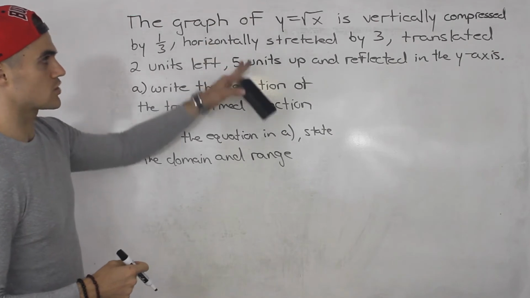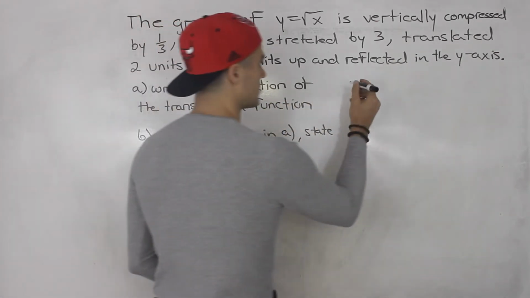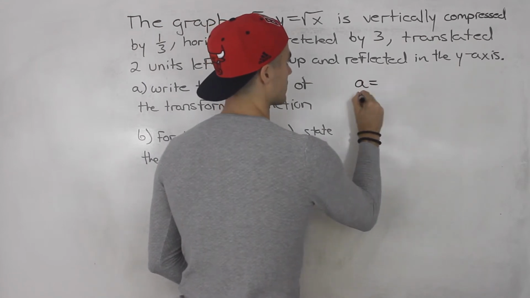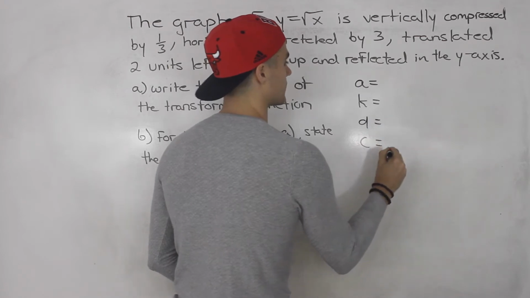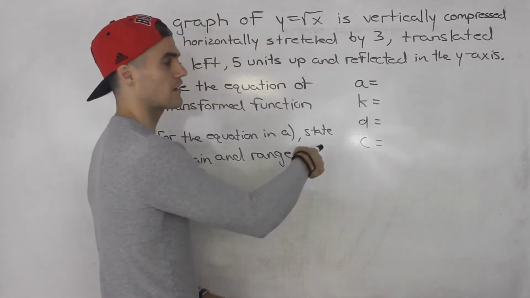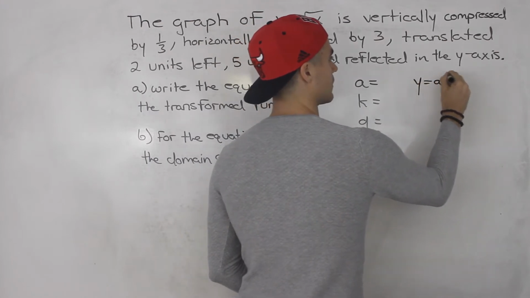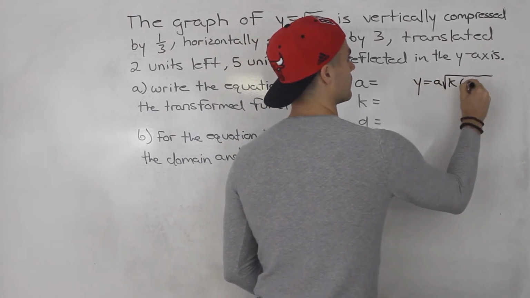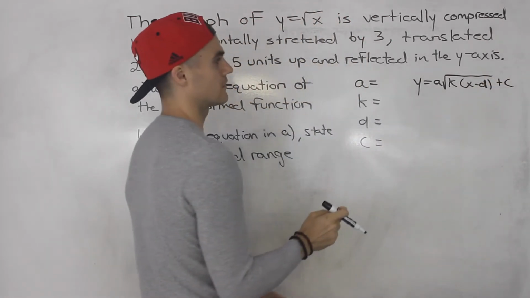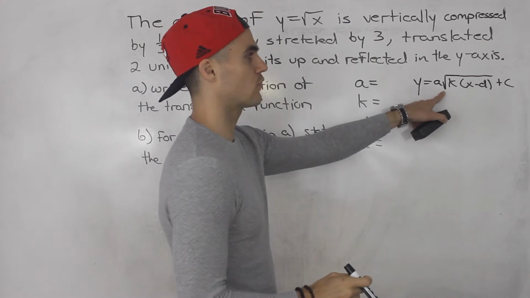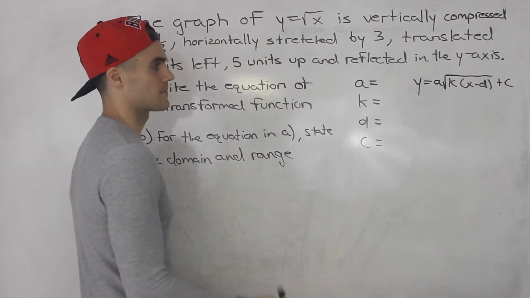So notice we're given all the transformations in words. And from the words, we basically want to figure out what's the A value, what's the K value, what's the D value, what's the C value. What are the transformation values? And once we have those, we can simply plug them into this format. This is the transformation format for the square root of x, the parent function.